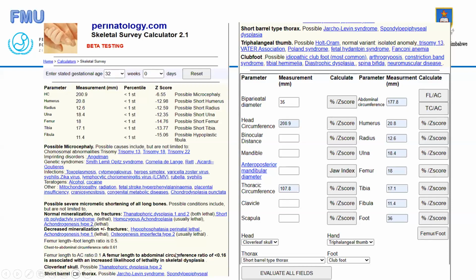So there are other markers of skeletal dysplasia which you should be aware of, like the femur length to abdominal circumference ratio. Then it's telling us that if there is cloverleaf skull, possibly we are dealing with thanatophoric dysplasia type 2. Short thorax, we have Jarcho-Levin syndrome, spondyloepiphyseal dysplasia.